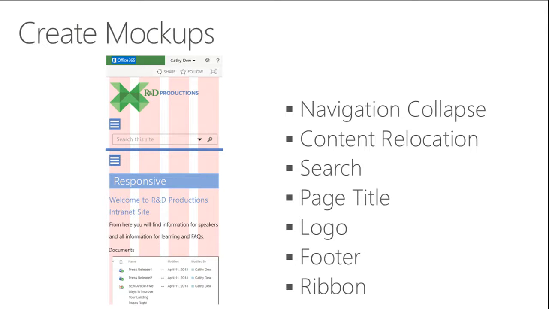And again, I don't like math, so I have to have my grids there so that I can easily visually see it. It really helps me. But you can see the things that I've paid attention to here is defining how that navigation is going to collapse, where the search box is going to be. What do I do with those SharePoint components, like the page title, like the logo, like the ribbon, right? How am I dealing with those?